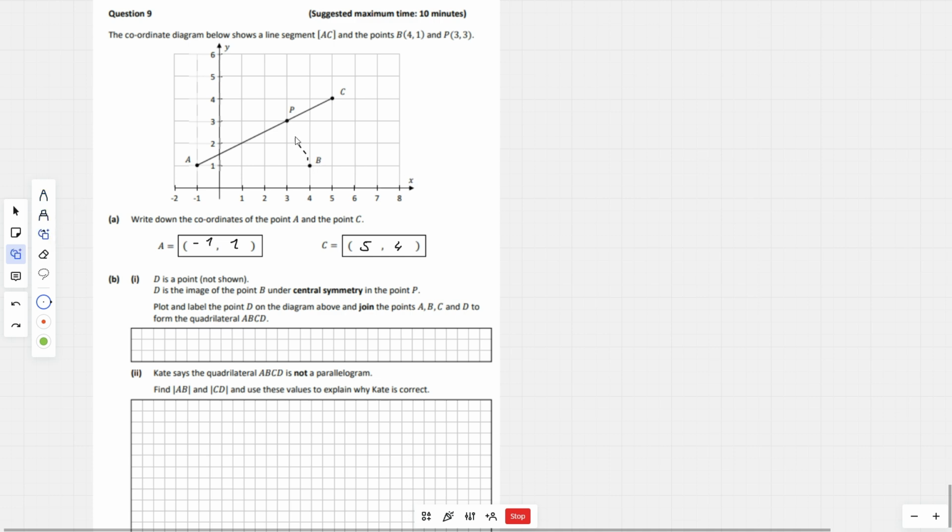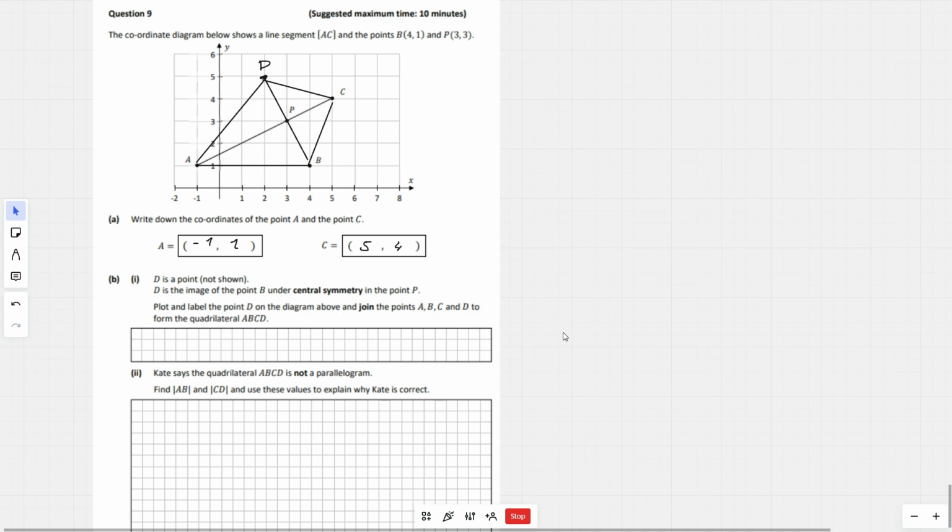So that would be up to here. And then we have point D here. So that's under central symmetry. What you do is you draw a line from B to P and through, and then you use a compass to mark off. You put your point on P, you go to B, and then the same here. Or you could just use the grid to get the point. Then we want to draw the quadrilateral ABCD. So we'll just join all of these points here. So we have a four-sided shape.